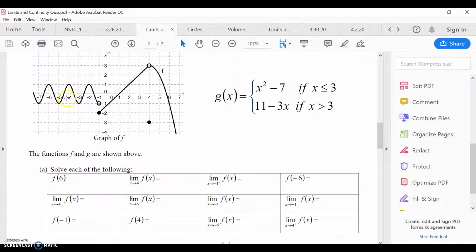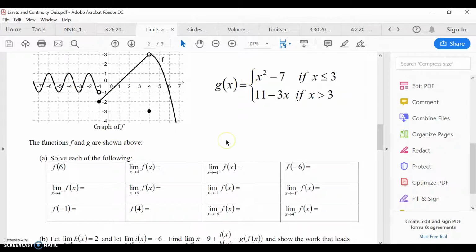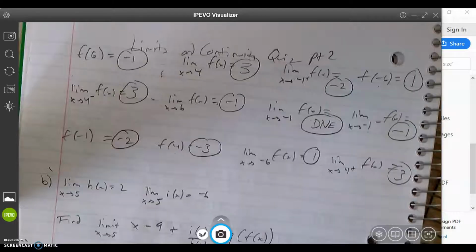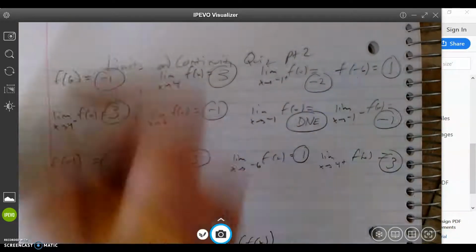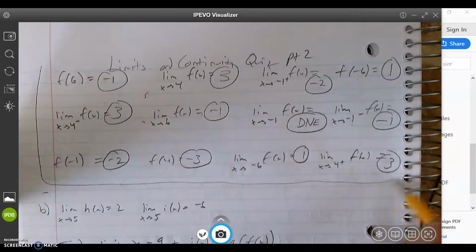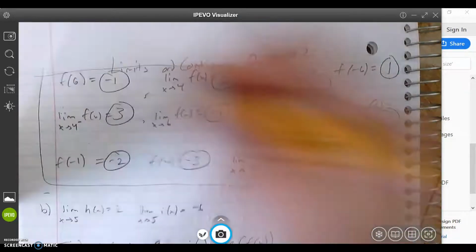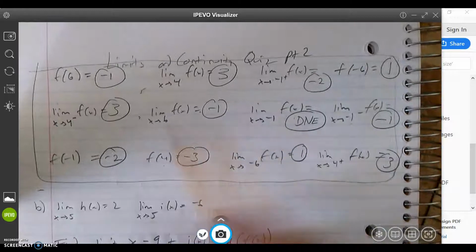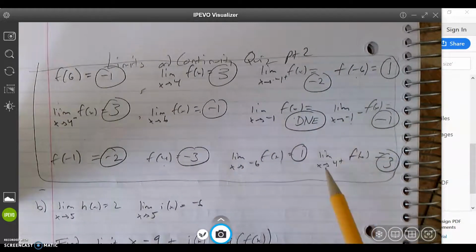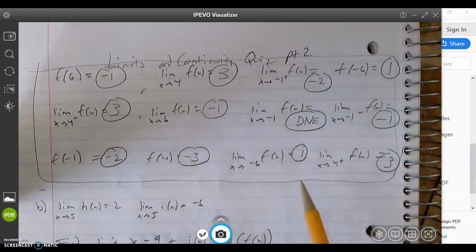So we have f, which is a piecewise function, and we have g of x. Okay. So f and g are shown above. Then we have all of these about the limits and the points. I'm not going to go over each of these individually, but I am going to show you what I got. So here's what I got for all of them right here at the top. Here are the answers. Check them. Pause the video. Here they are. Cool. I am going to do the other ones though.